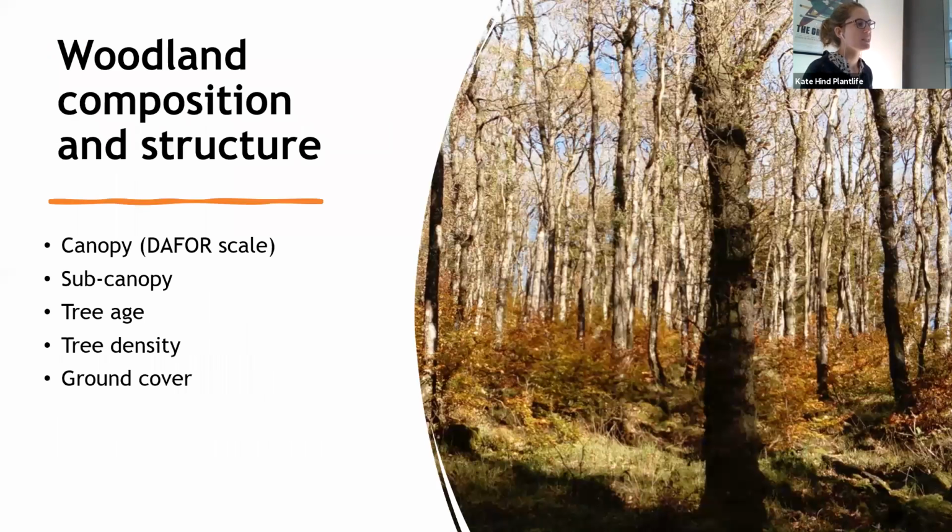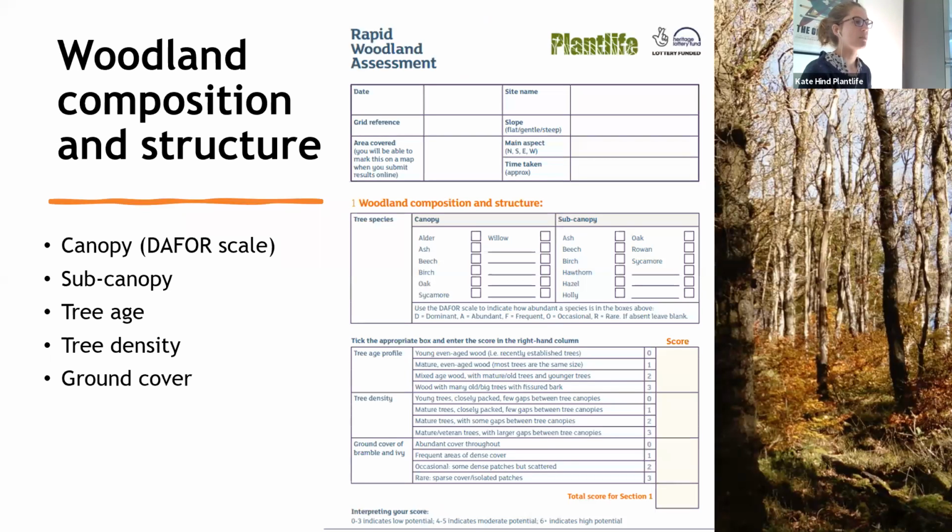So with the woodland composition and structure, we want you to look at the canopy. So these are the trees that have grown right up to the top and are in what we call the canopy. We want you to look at the tree species in the subcanopy. We want you to look at the tree age, the tree density, and the ground cover. So this is what the first page of the survey looks like. And at the top, we've got space for you to put the site name, the date, the grid reference, the area that you cover, which is really important, the slope, main aspect, and how long it took you.